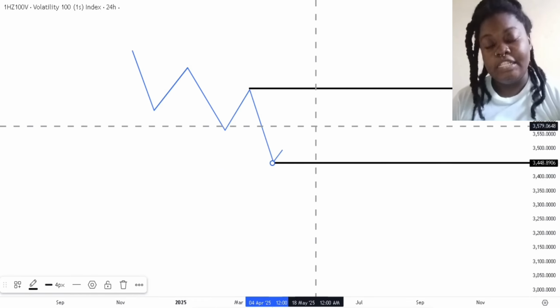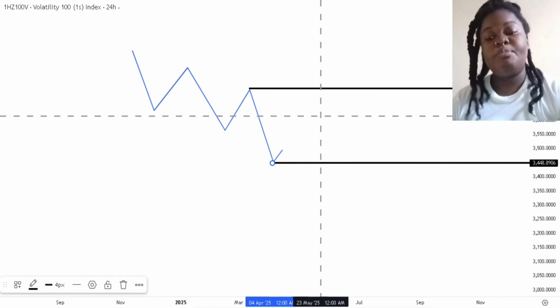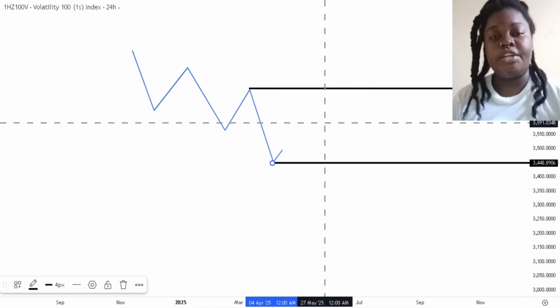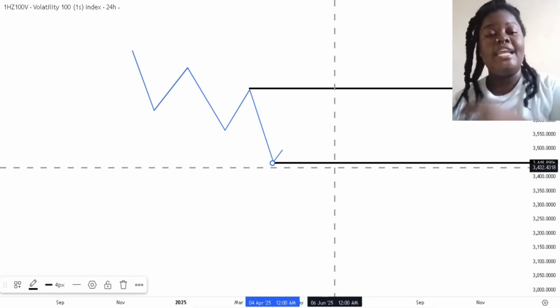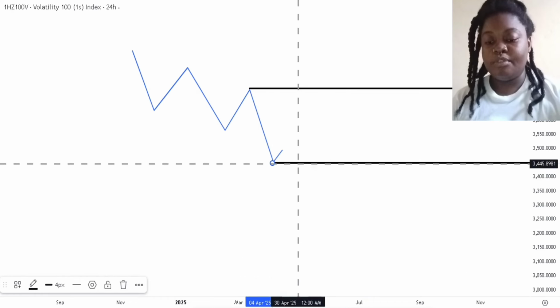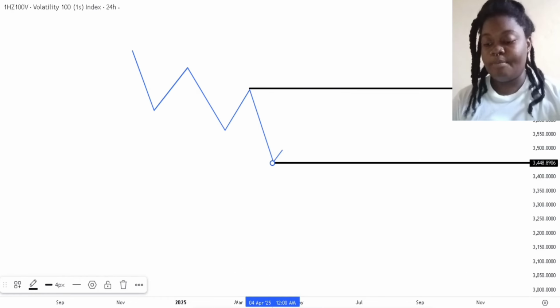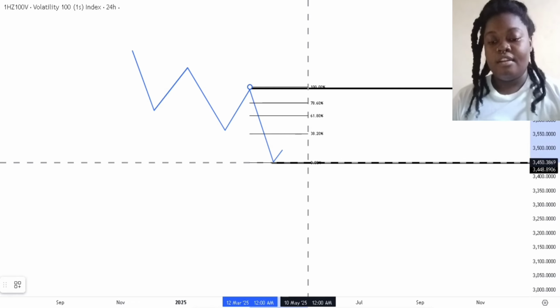The highest point, so for the uptrend it was the lowest point, for the downtrend it's the highest point inside this internal structure. That is going to be our major swing high or major lower high for the next internal structure. So let's say the market continues, we have our Fibonacci retracement tool from this high to this low.